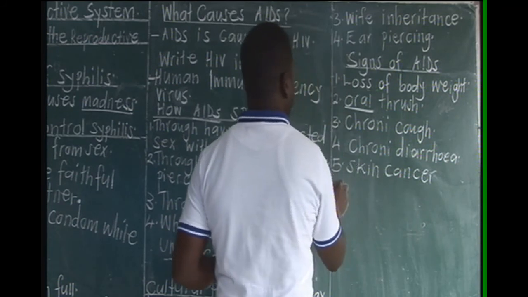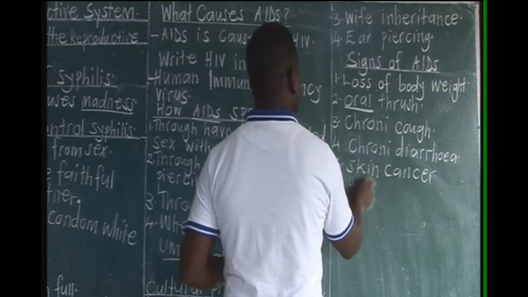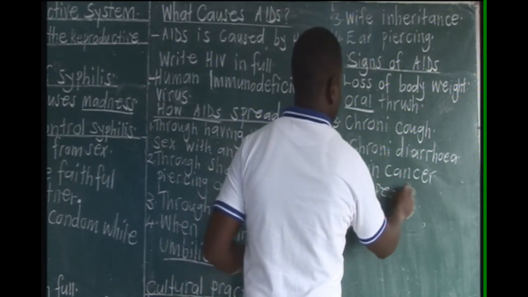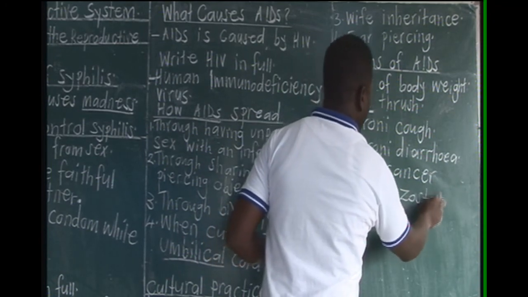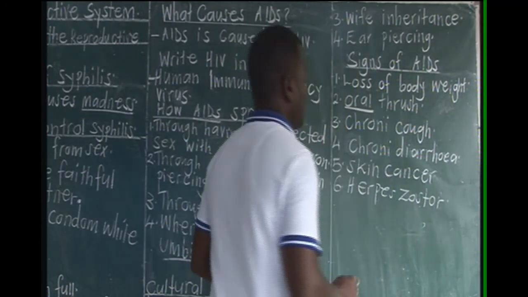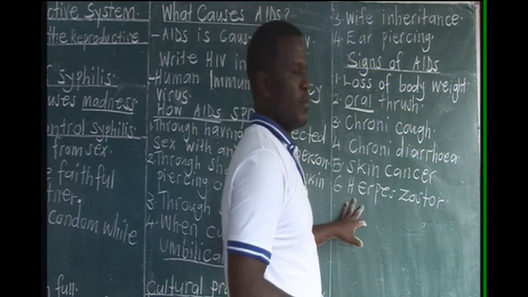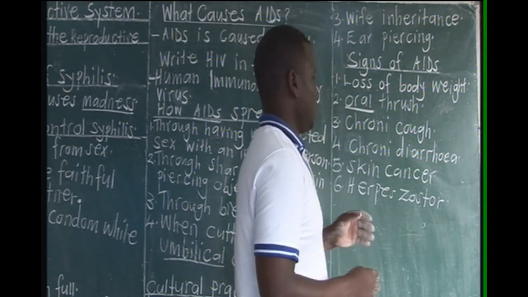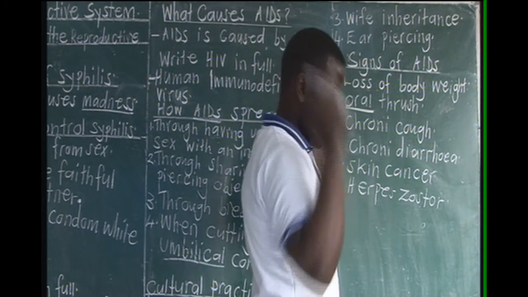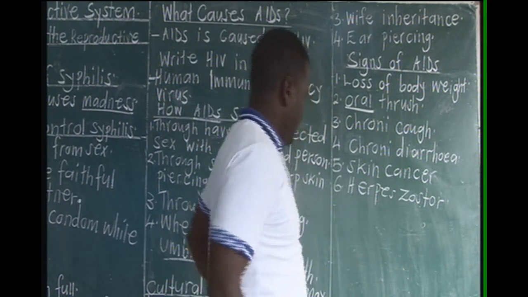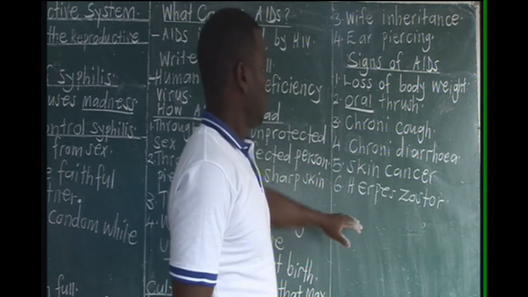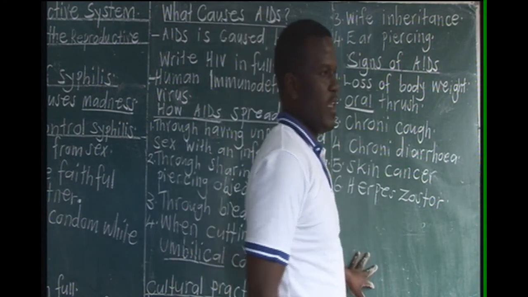Then we say herpes zoster. Herpes zoster, in Uganda, it's called chisipi. It's something like a belt which appears around your neck or around the waist of an infected person. So these are clear signs of AIDS.